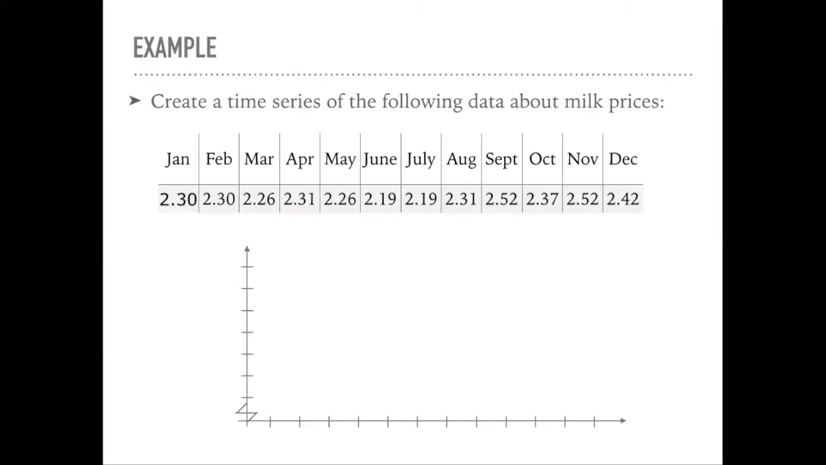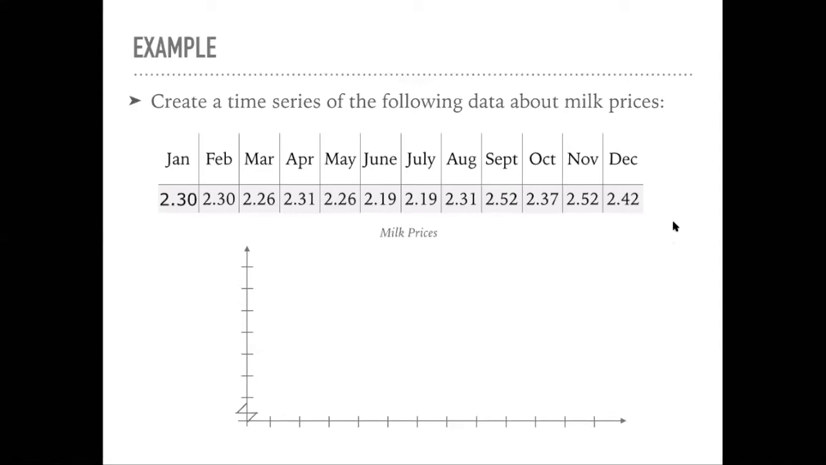So let's create a time series graph for the following data set about milk prices. This is data that was pulled from the internet from quite a while ago, and I don't even remember what town I was looking at when I pulled it. It's an average milk price in a certain town over a month. So in January, the average milk price was $2.30. And we can see that it changed as the year went.